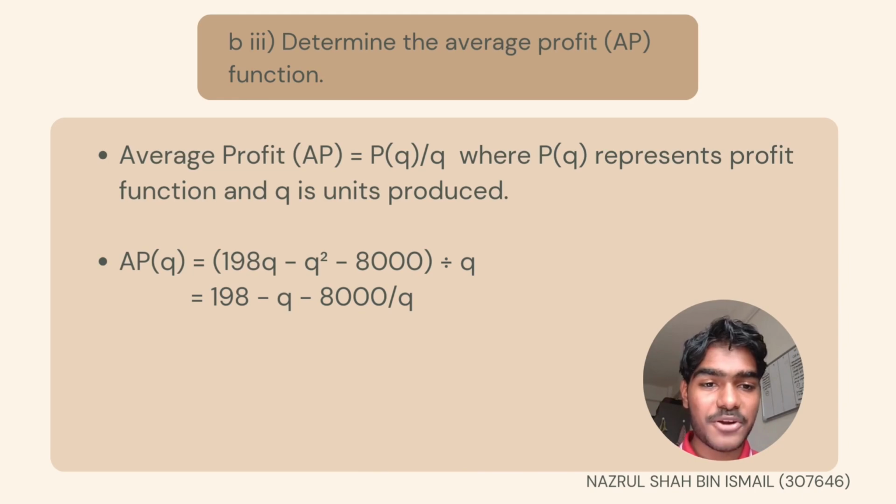For the next question, it says determine the average profit AP function. So to find average profit AP, we need to divide P(Q) by Q, where P is the profit function and Q is units produced. Thus, we can substitute P(Q), which is 198Q minus Q squared minus 800, divided by Q. And we will get the answer, which is 198 minus Q minus 800 per Q.